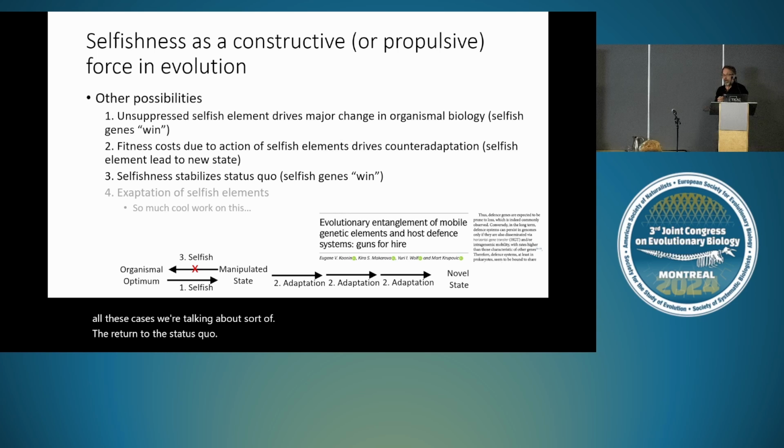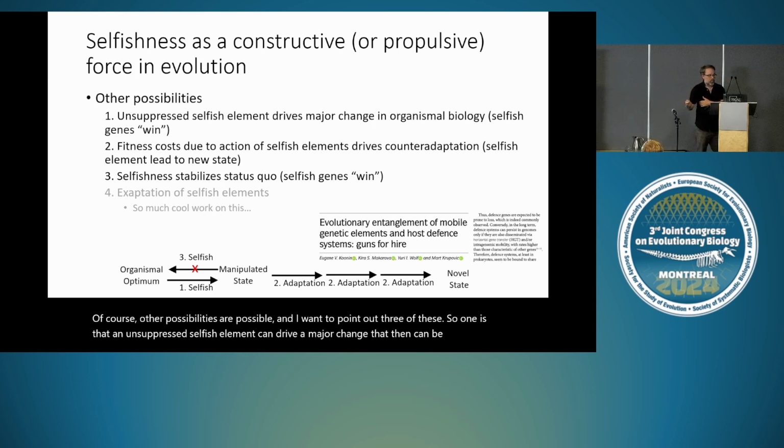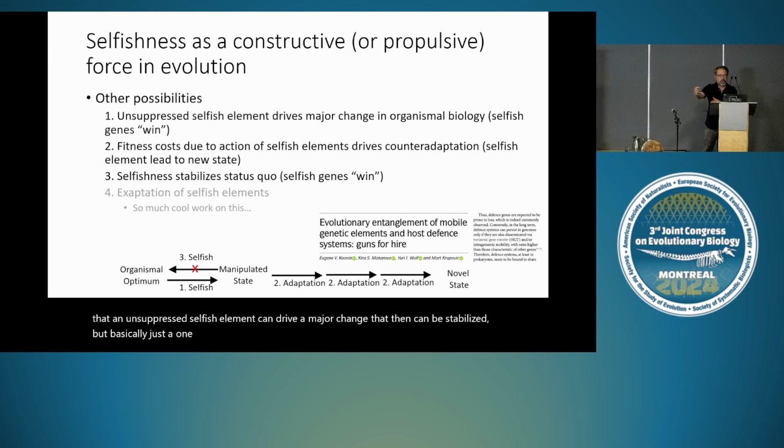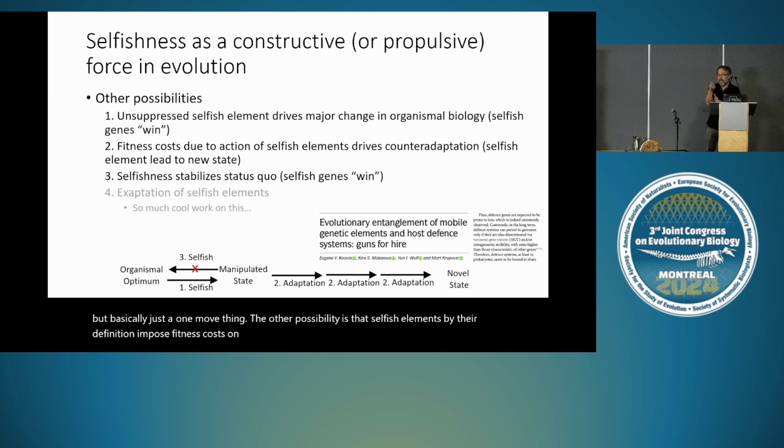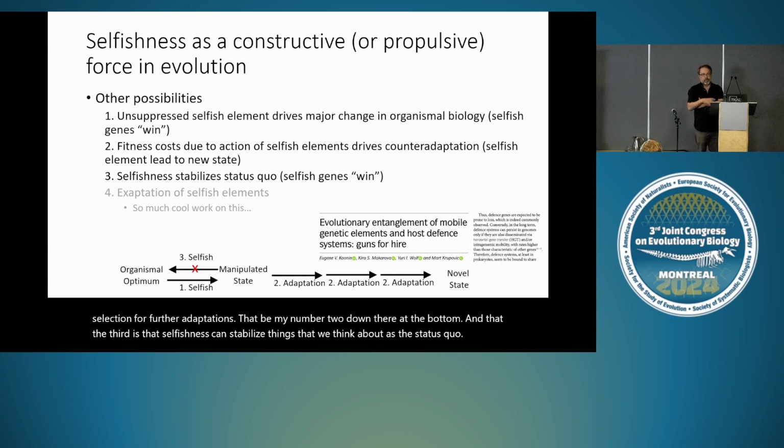But of course, other possibilities exist, and I want to point out 3 of these. One is that an unsuppressed selfish element can drive a major change that then can be stabilized, but basically it's just a one-move thing. The other possibility is that selfish elements, by definition, impose fitness costs on everybody else, and that these fitness costs can lead to selection for further adaptations. That'd be my number 2 down there at the bottom. And the third is that selfishness can stabilize things that we think about as the status quo and haven't even thought about a selfish contribution to.